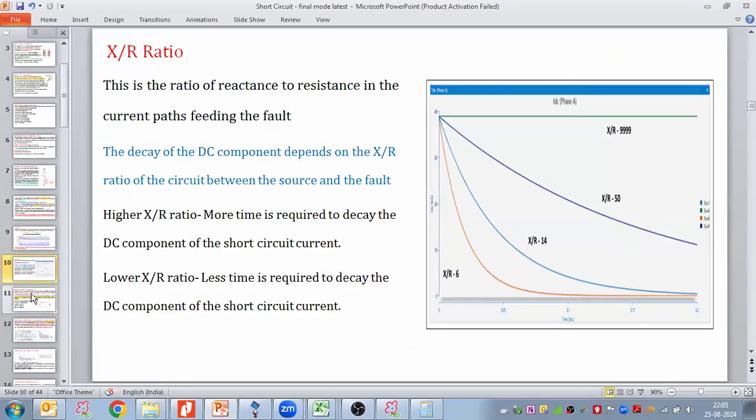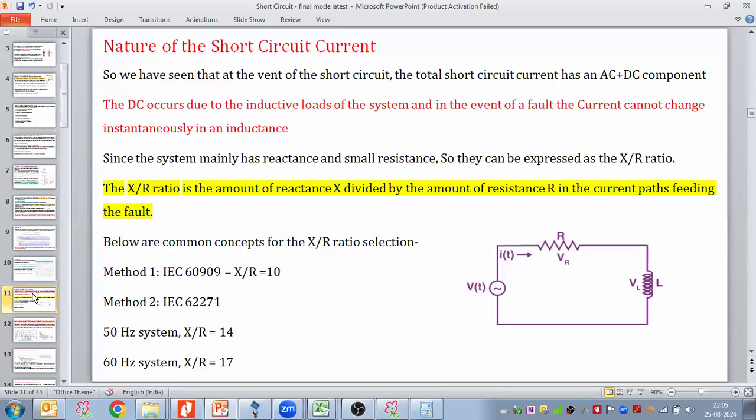X by R ratio. Now let us see how to select the X by R. What is the approach for the X by R selection? When we are performing an ETAP study in a project, how much value will we select for the X by R in order to find the asymmetrical current? For this, we need to know what X by R ratio we should enter.